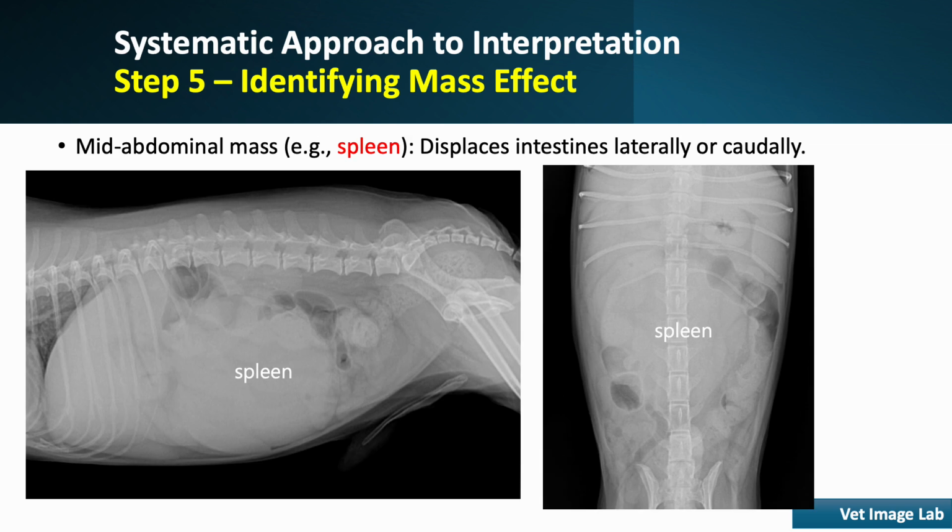Another example. On both the lateral and ventrodorsal views, you can see a mid-abdominal mass occupying a large portion of the abdominal cavity. As a result, the surrounding organs are displaced. The intestines are pushed laterally and caudally, which is a typical pattern when a mass originates from the spleen.